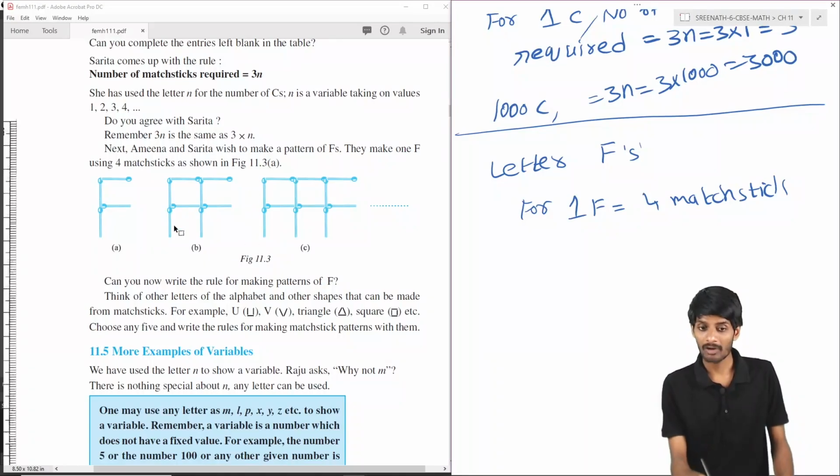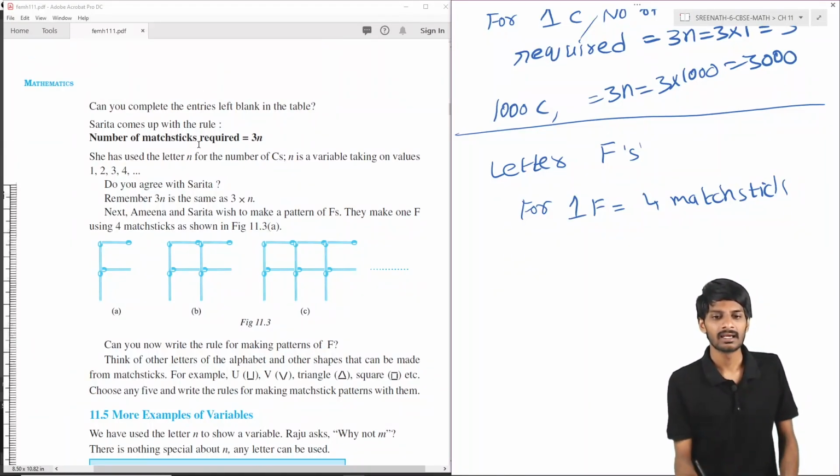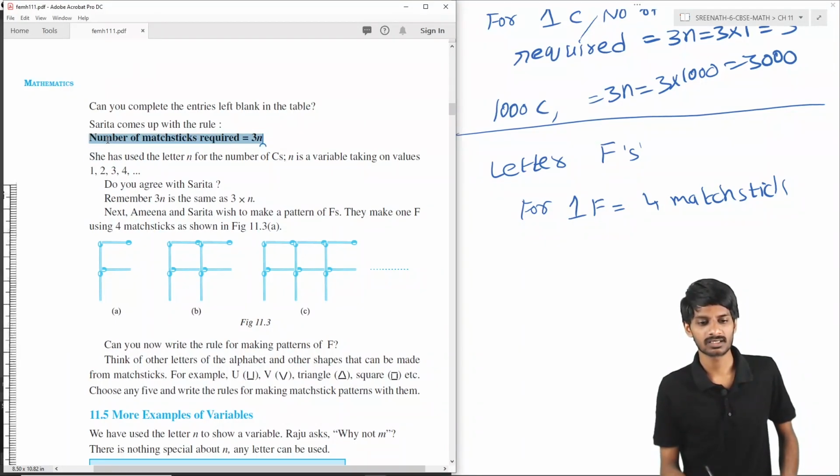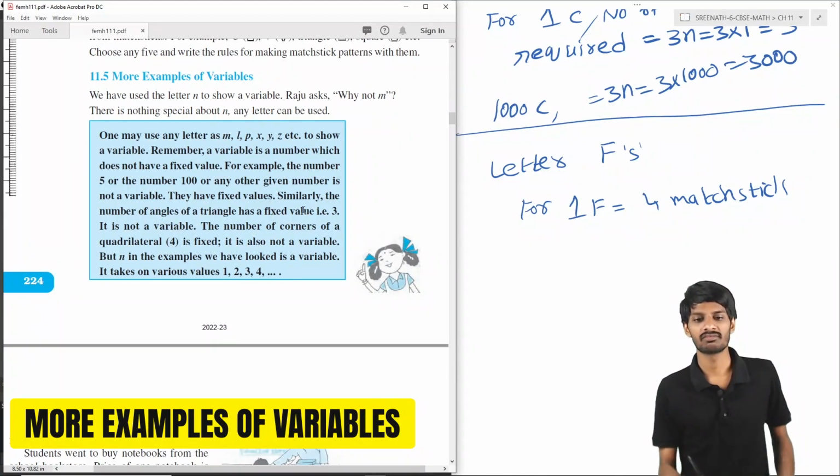So you have to do this task, students. Do it on your own. So simply write this type of statement for this also. Number of matchsticks required is equal to how much into n. Next thing, more examples of variables, students.